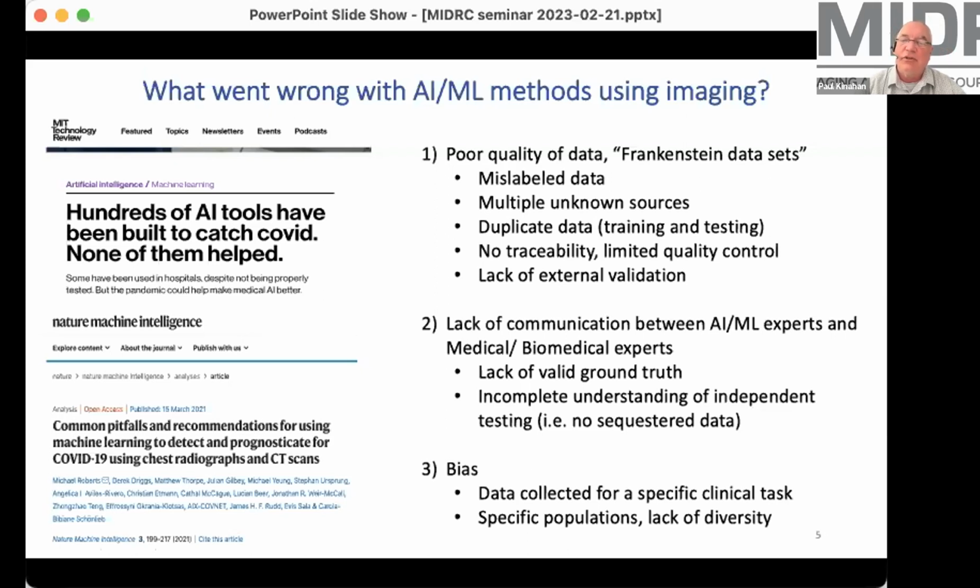So essentially, curation would be the ability to tell you something about the data and the quality. It doesn't necessarily mean that you have good quality data in the sense of the best possible images, but rather that you can say something about the quality of the images. It's good quality, bad quality, making sure it's not duplicated, that as much as feasible it's traceable and has quality control, and as much as possible has external validation. And we'll come to some of these issues again in a few minutes.